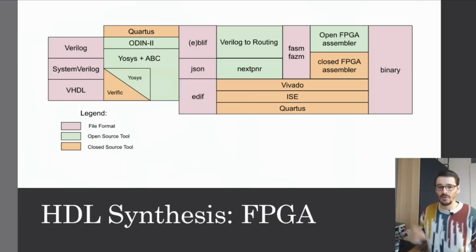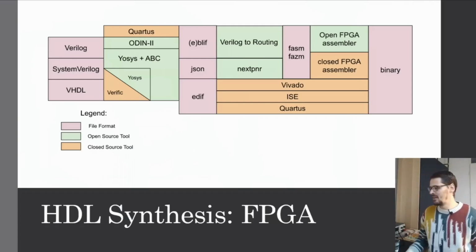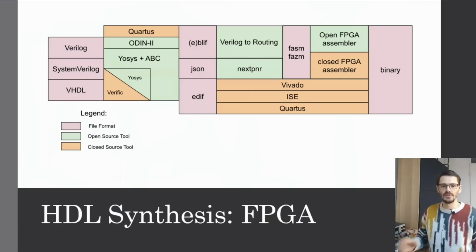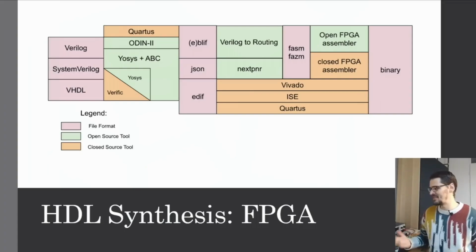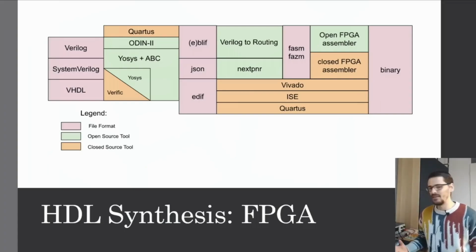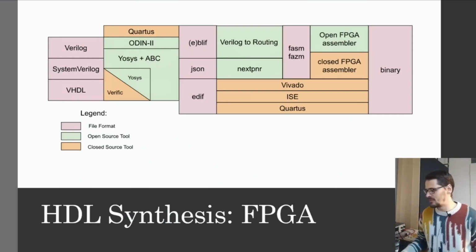In the case of the commercial tools, they just output a binary onto the FPGA. In the case of the open source tools, it's frequently a separate step where first you have sort of an assembly language for FPGAs, and then you use these chip-specific place and route or bitstream generation tools.